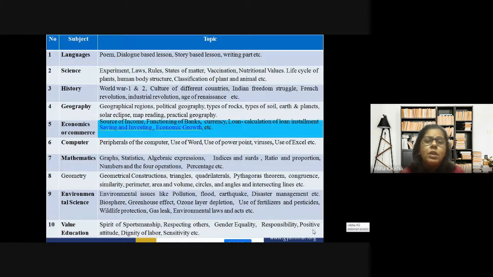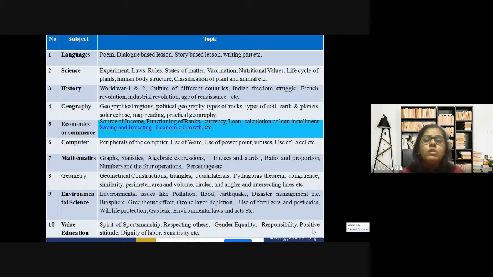For science subject, you can ask the students to do experiments related to that topic, laws, rules, states of matter, vaccination, nutritional value, life cycle of plants, human body structure, and classification of plants and elements, etc. History: World War One and Two, culture of different countries, Indian freedom struggle, French Revolution, Industrial Revolution, Age of Renaissance, etc.